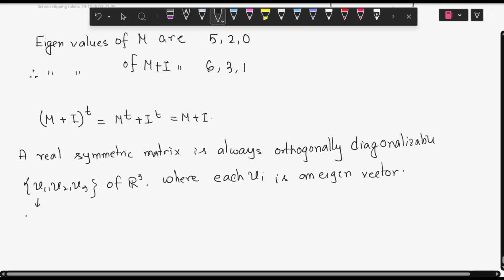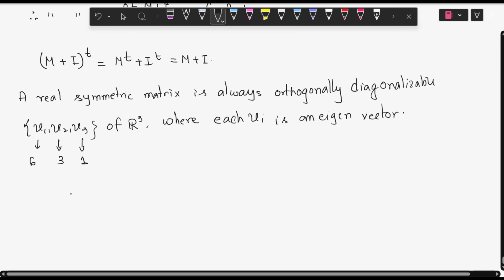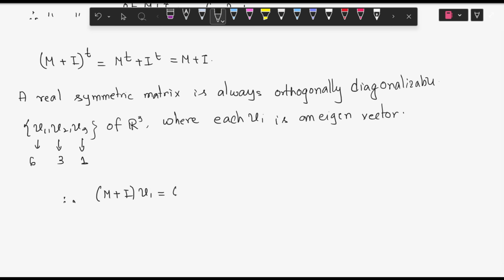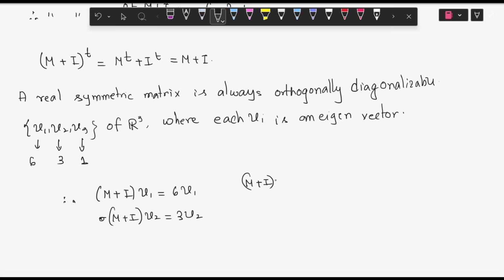I am considering v1 the eigenvector with respect to the eigenvalue 6, v2 is the eigenvector with respect to the eigenvalue 3, and v3 is the eigenvector with respect to eigenvalue 1. So therefore हम क्या बोल सकते हैं? I can say (M plus I) of v1 equal to 6v1, (M plus I) of v2 is equal to 3v2, and (M plus I) of v3 is equal to v3.